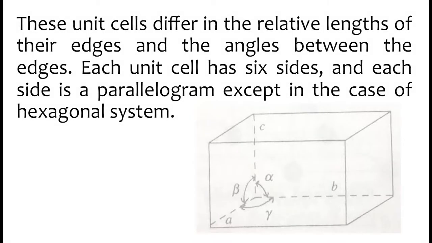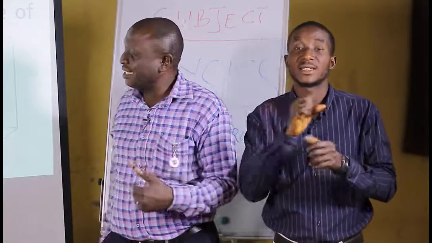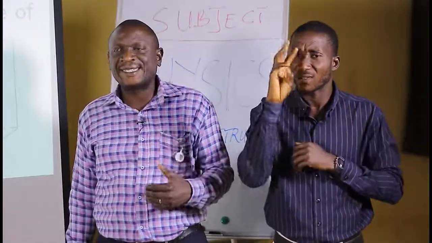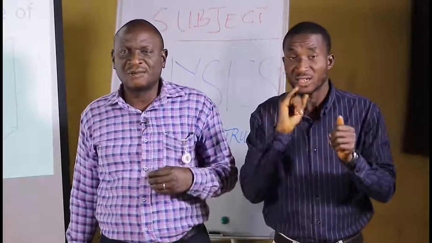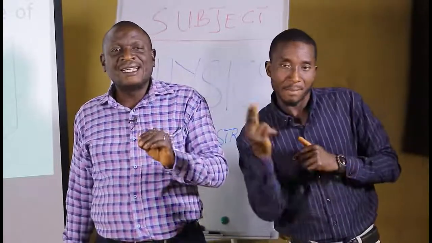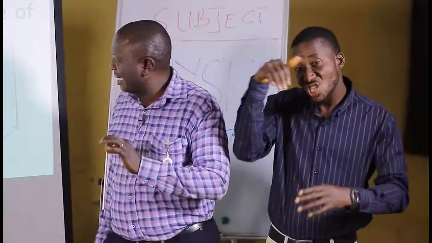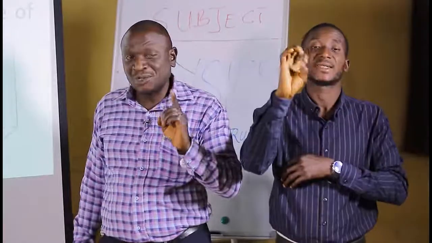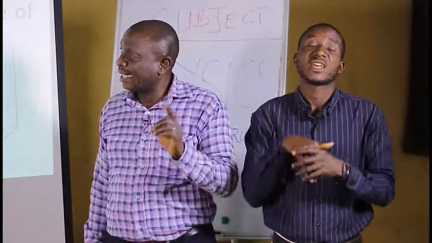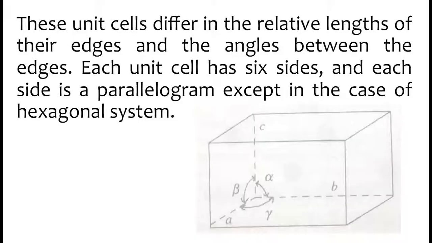Each unit cell has 6 sides, and each side is a parallelogram, except in the case of a hexagonal system. We said each unit cell has 6 sides, and each side is a parallelogram, which means that there are 3 pairs of sides in a unit cell, except, just like we have said, in the case of a hexagonal system. Now here we have the diagram of a unit cell.